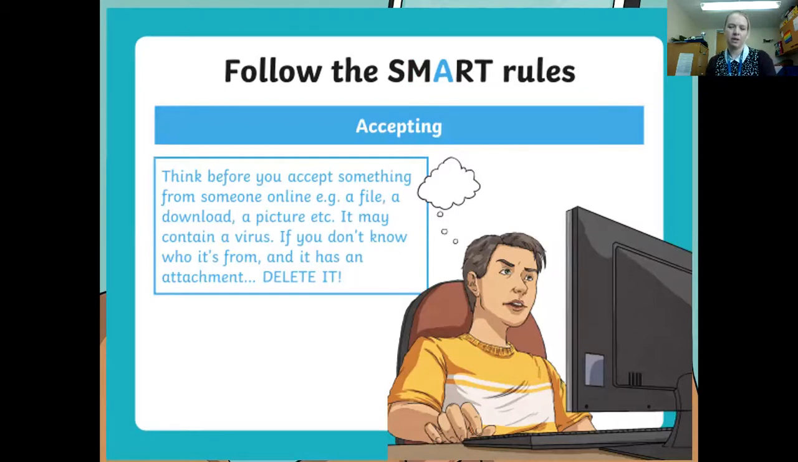Unfortunately, some documents or things on the internet might contain a virus. So if anything pops up or appears and you don't know what it is, you should delete it and speak to an adult about it, because you don't want to damage your computer by giving it a virus.